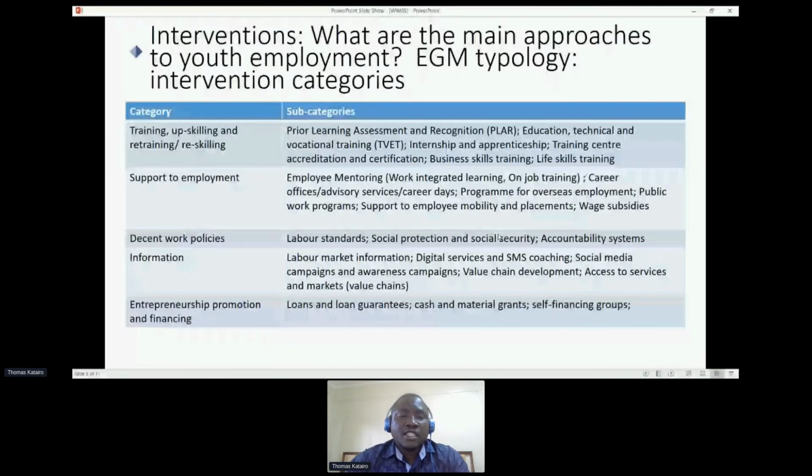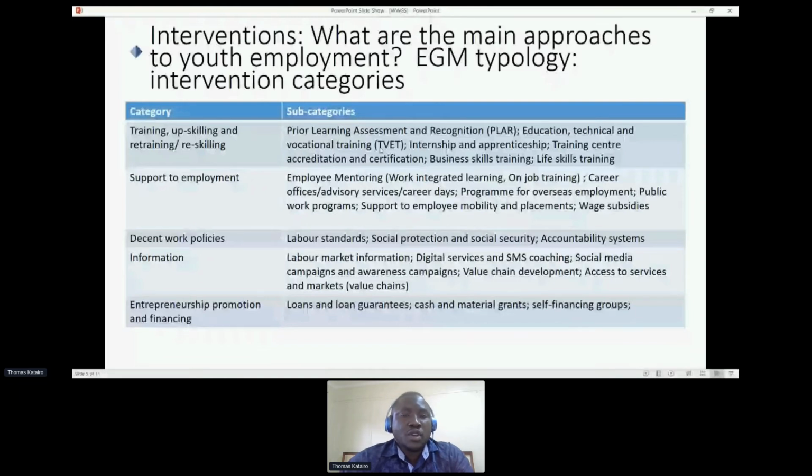So you'll have things like prior learning assessment and recognition, education, TVET, which is technical and vocational training, internship and apprenticeship, training center accreditation and certification, and then business skills training. And these help to boost the skills of these youths.